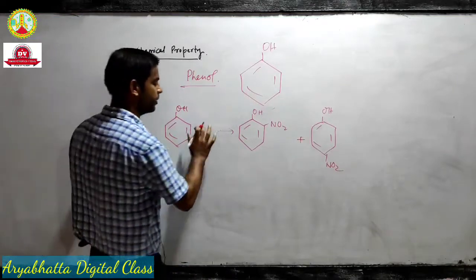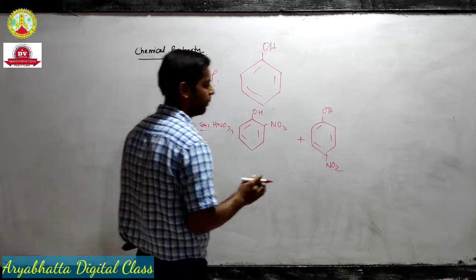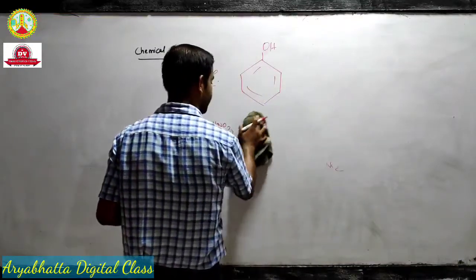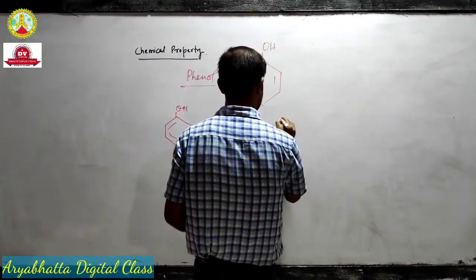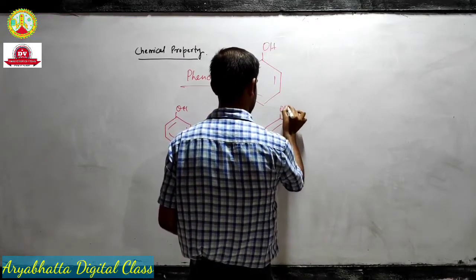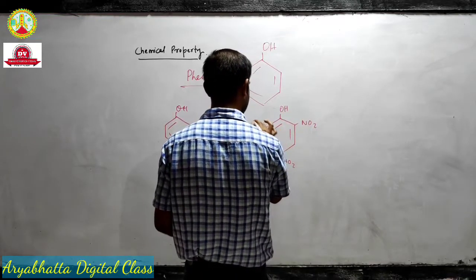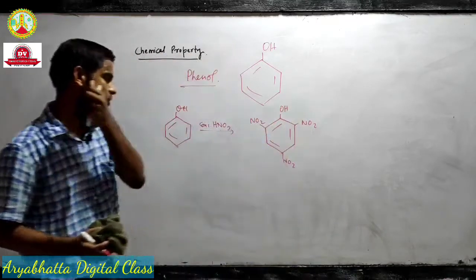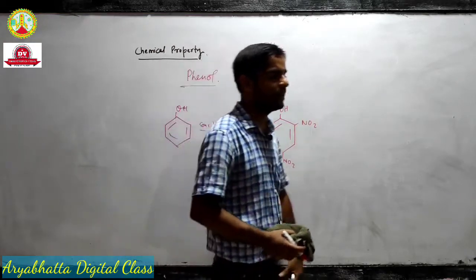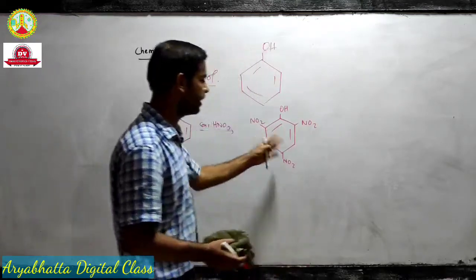So if I just change this dilute nitric acid to concentrated nitric acid, what will happen? Since OH is highly activating group, the product will be something like this. That means nitro will be substituted in all the ortho and para positions, okay. So this is called 2,4,6-trinitrophenol, or this is called picric acid, okay. This is called picric acid.